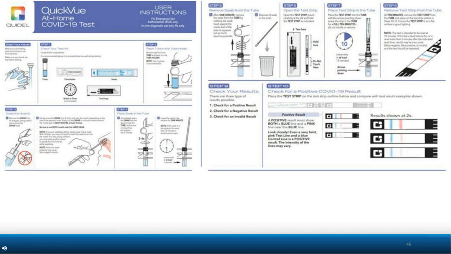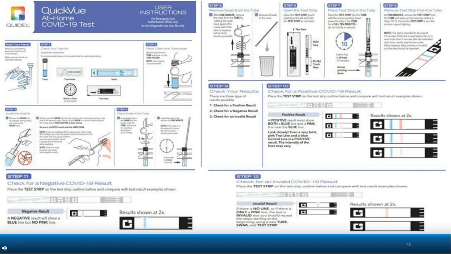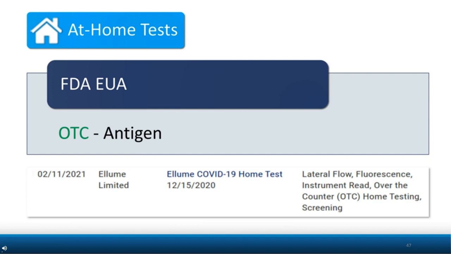result. And it has very good instructions on what is a positive result. You have to see both a blue and a pink line in order for it to be positive. If you see only a blue line, like on the bottom left-hand side, that is a negative reaction. And if you only get a pink line and no blue line, that would be an invalid result. So again, an antigen test for prescription that you can do at home. There are some over-the-counter assays as well that you do not need a prescription from a healthcare provider in order to do this test.